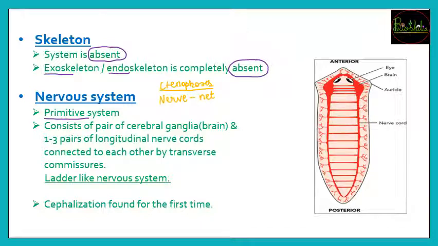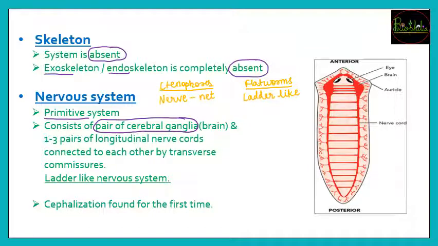Now if we talk about flatworms, how are they going to represent their nervous system? Their nervous system is going to be represented by the ladder like system. Now how is it ladder like? So let's understand with the description of it. First of all, there is going to be a pair of cerebral ganglia. What do they have? Cerebral ganglia, that too in a pair.